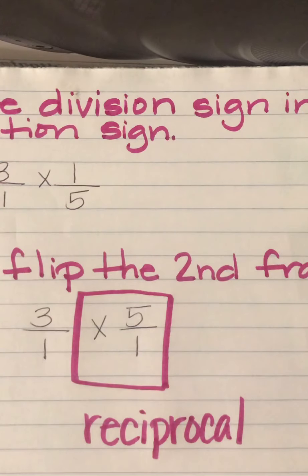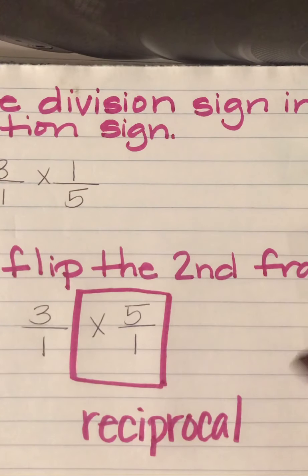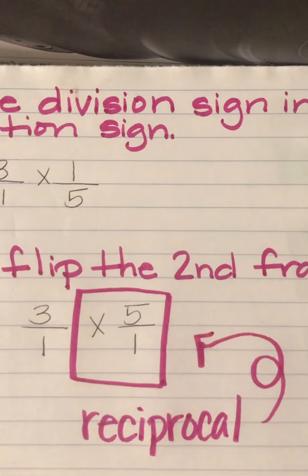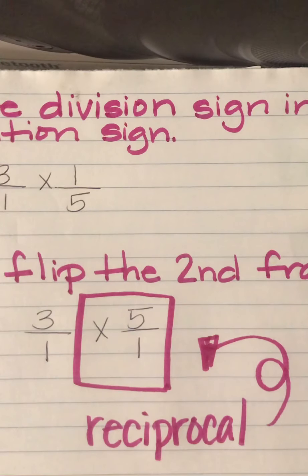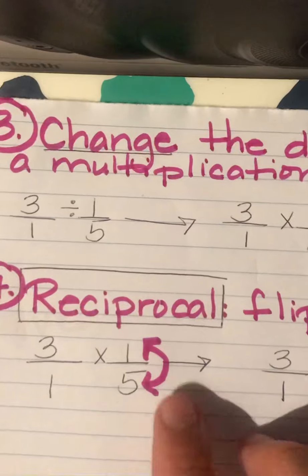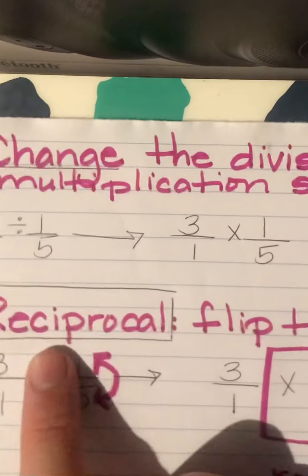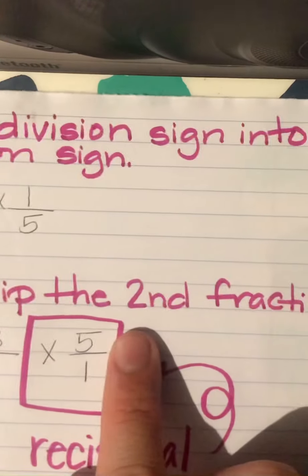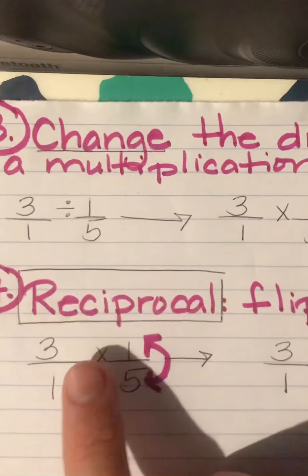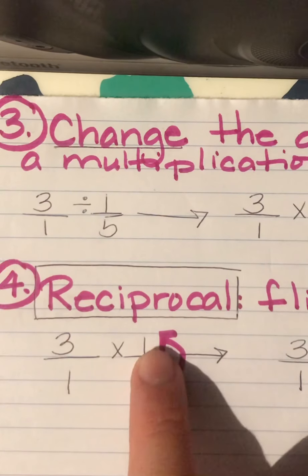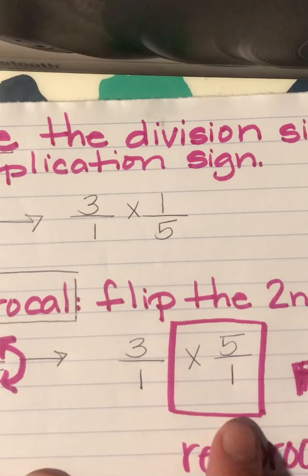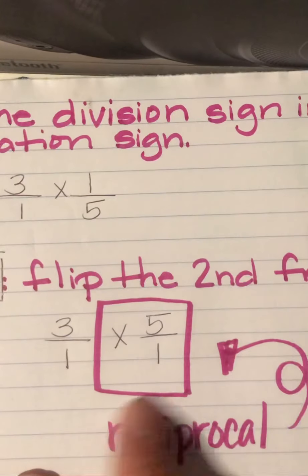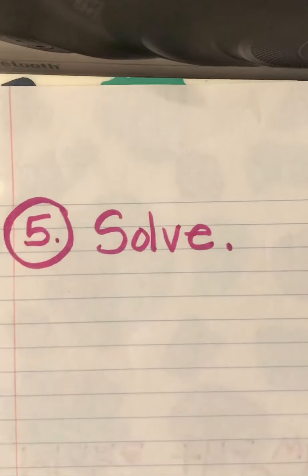Now, you're not supposed to know that until sixth grade and probably middle school. However, I want to introduce it now. So that's your reciprocal. So again, step 4 is to flip the second fraction. So 3 over 1 times 1 over 5 will then turn into 3 over 1 times 5 over 1. And that's your reciprocal. Last but not least, step 5 is to solve.